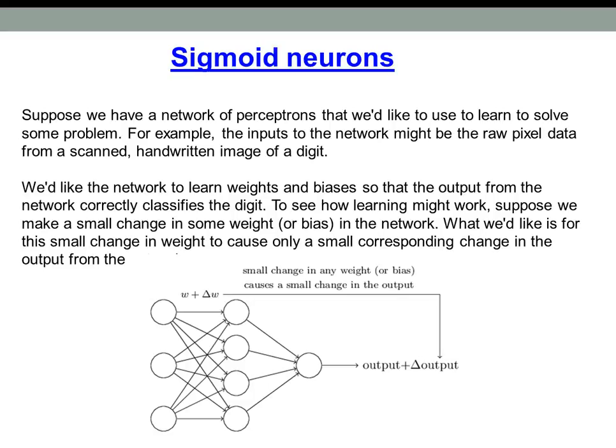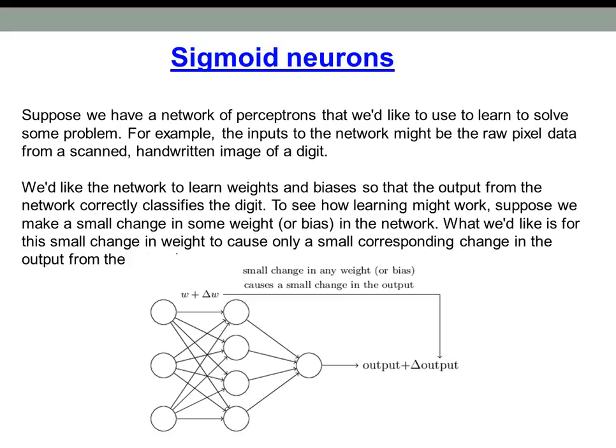And we want the computer to say, oh, that's an 8. We want it to classify this image as an 8. We want it to classify this image as a 7. Depending on the image, we want it to classify it between 0 and 9. So we'd like the network to learn the weights and biases so that the output from the network correctly classifies the digit.